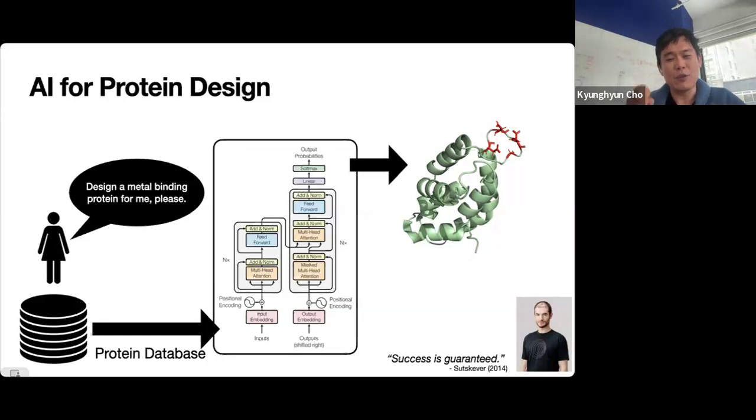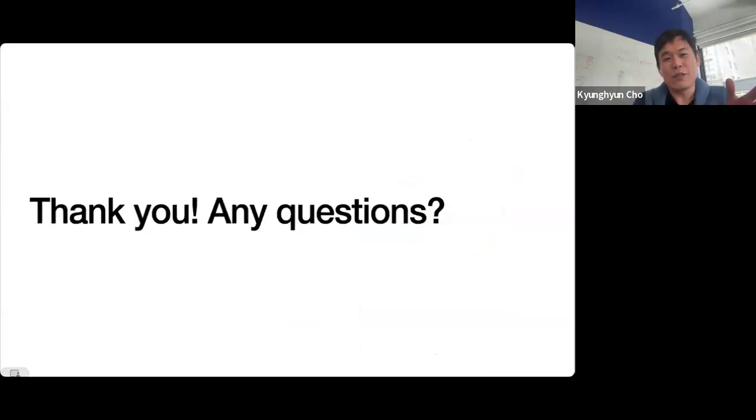And this language model is going to give us the metal-binding protein. And as Ilya Sutskever said in 2014 at NeurIPS talk, success is absolutely guaranteed here. So in fact, I could very well just finish my talk here and then talk about the AI for protein design in the context of the language models. But that'll be too easy, right?